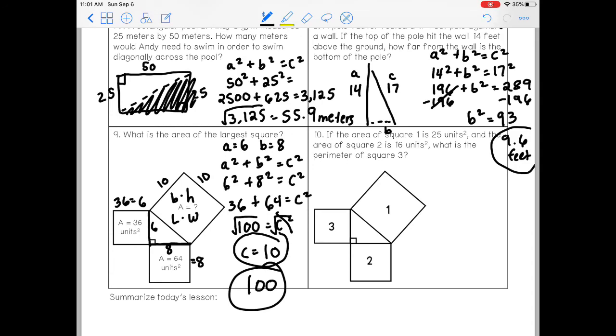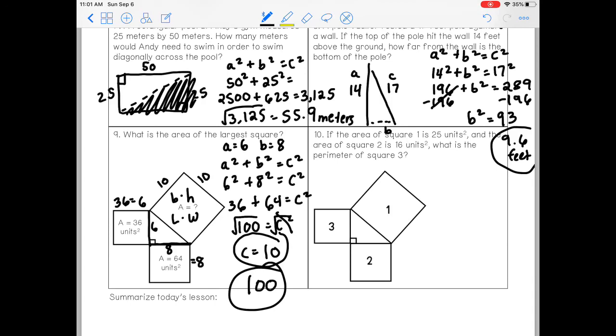I want you to try number 12 on your own. You're looking for what is the perimeter of the square of 3. So square 3, remember perimeter is adding all the sides together. So I want you to try that one on your own. Pause this video, try it, and then come back for the answer.